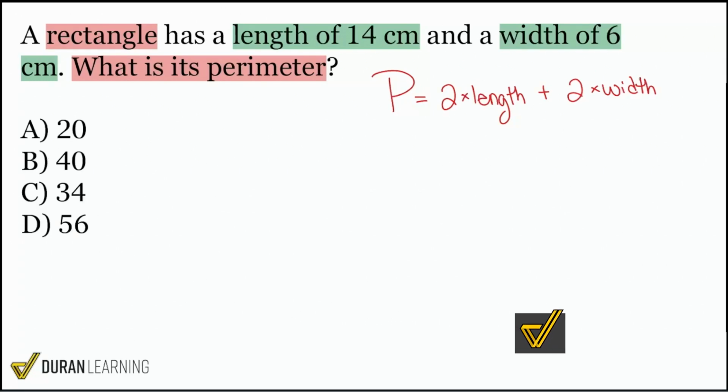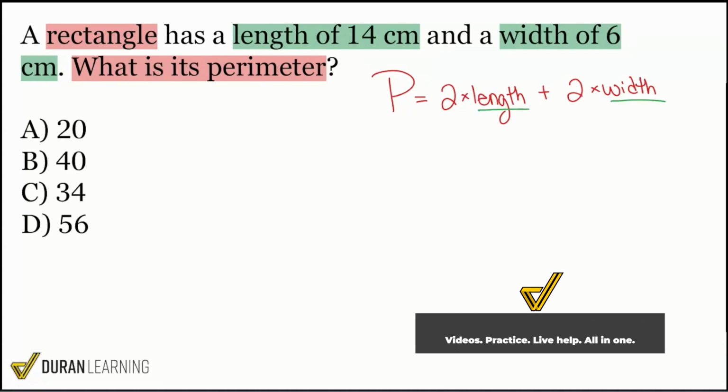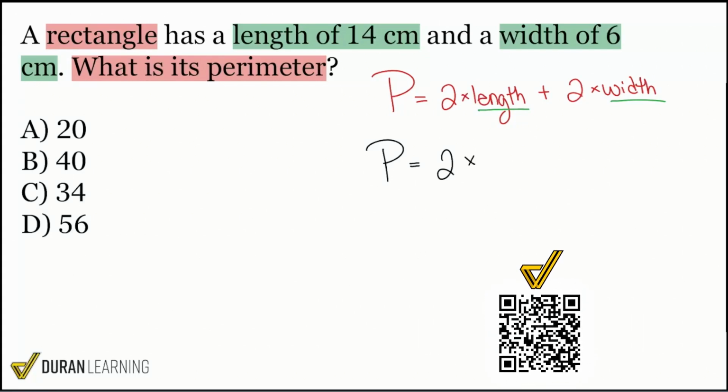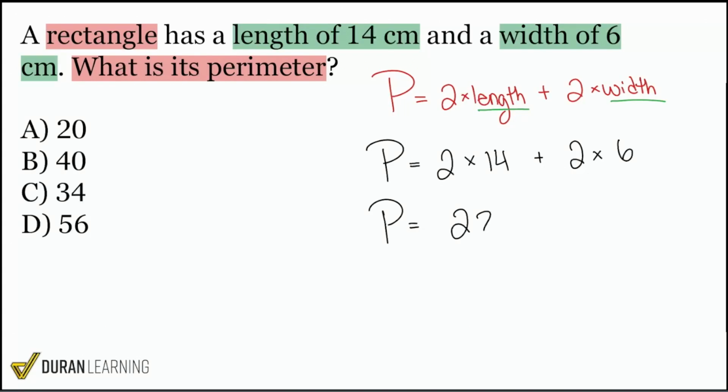So plugging in the length, plugging in the width, and let's get it done. Length was 14, the width is 6, and here we go. 2 times 14 plus 2 times 6. Add everything up once we multiply. So 2 times 14 gives 28. 2 times 6 gives us 12. And once we add these 2 values together, 28 plus 12, we end up getting 40. And that's going to be answer choice B.